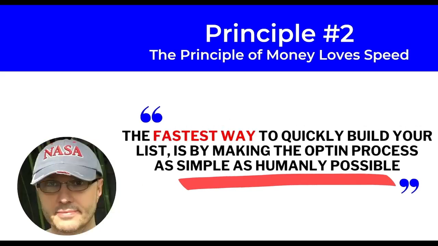Now, second of all, money loves speed. So the fastest way to quickly build your list is by making the opt-in process as simple as humanly possible. Let's face it, if I want something, I want it quick, I want it fast. We expect things to be on demand. So if your opt-in process takes a little bit too long, even a tiny bit too long, you're already annoying your audience and they're on to the next person that can actually deliver timely and quickly, right? Without all the hassle. So these are two super important things that you need to remember.